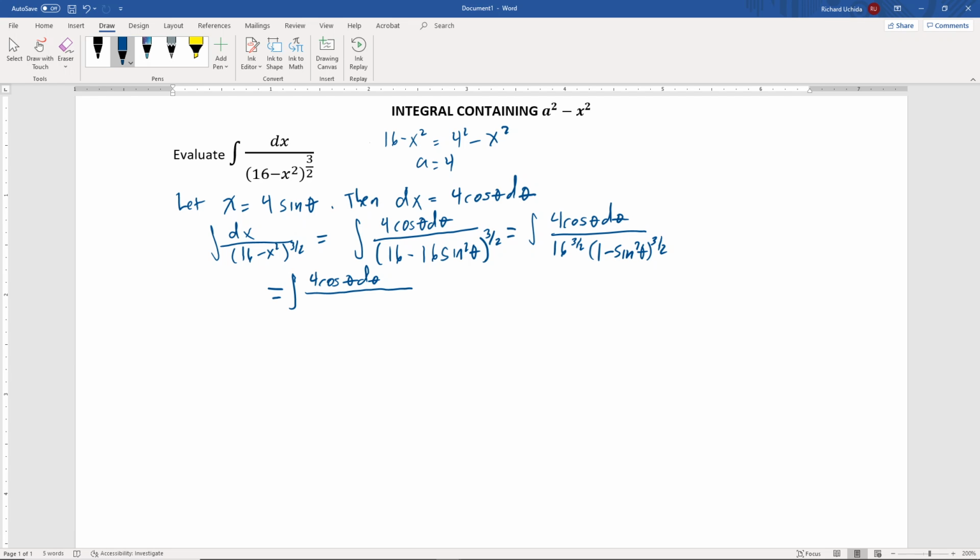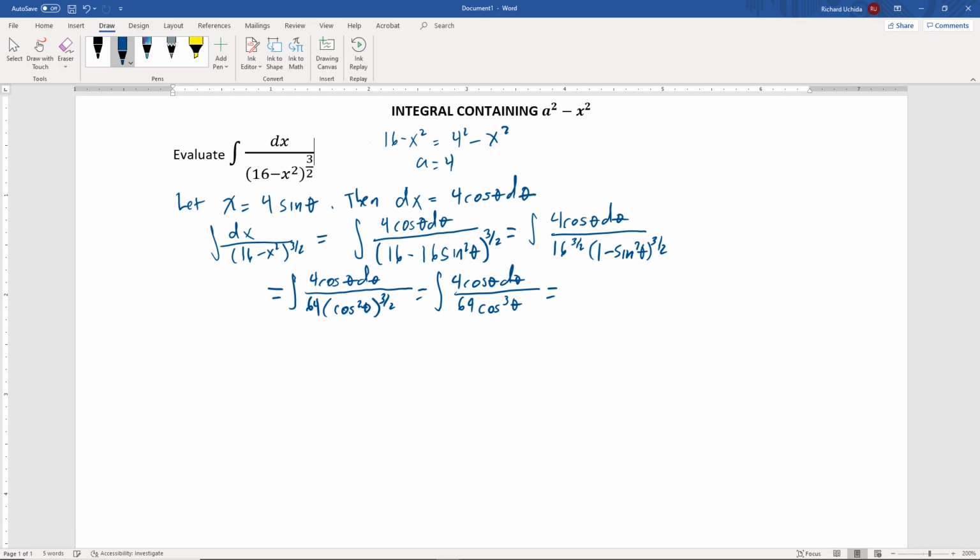16 to the 3 halves would equal 64. And then 1 minus sine squared of theta, remember that's equal to cosine squared of theta. And then that's raised to the 3 halves. So this will be the integral of 4 cosine of theta d theta all over 64. Now cosine squared of theta raised to the 3 halves, that'll be cosine cubed of theta.